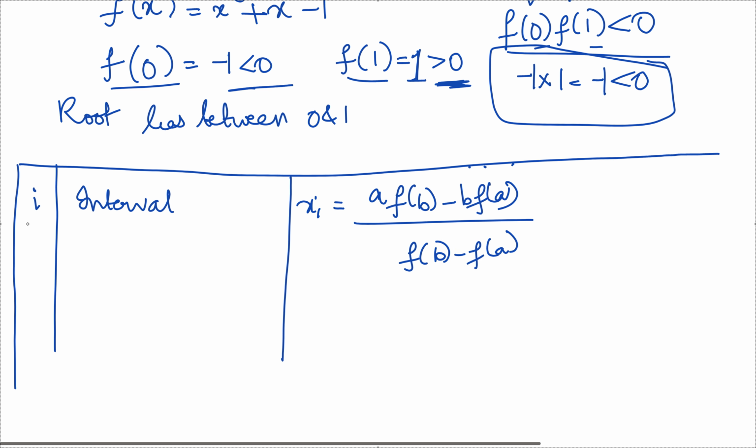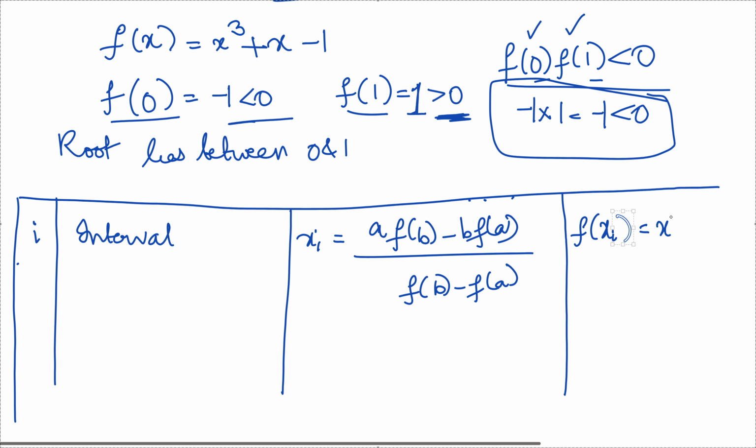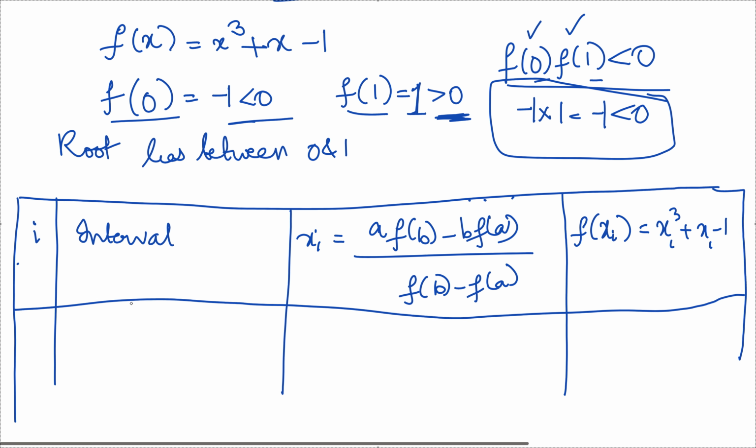So here i is the iteration, then the next column is the interval, and our xi in bisection, if you think about it, is a plus b by 2. In the regula-falsi method, it is a into f of b minus b into f of a by f of b minus f of a. And our next column would be f of xi. Whatever value we get for xi, we find f of x for it. So f of xi would be x cube plus x minus 1. In each iteration we'll find that. So this is about our table.